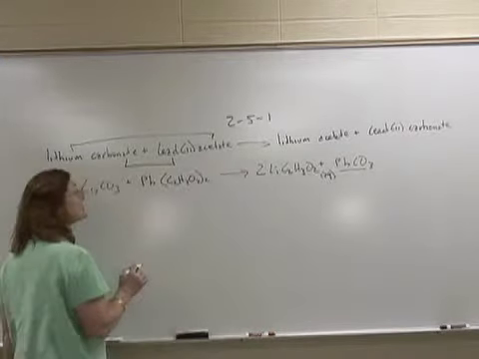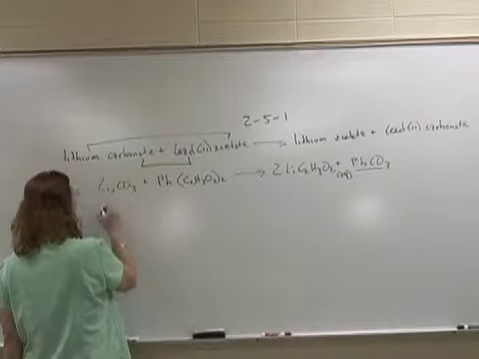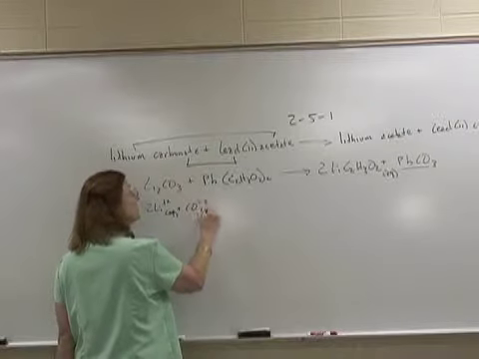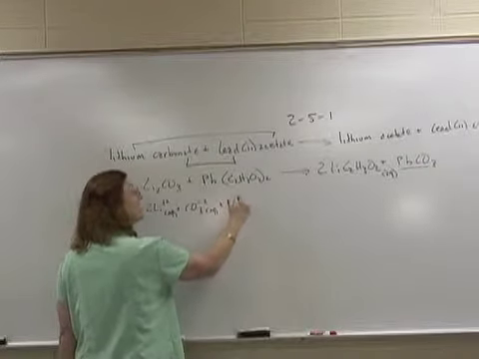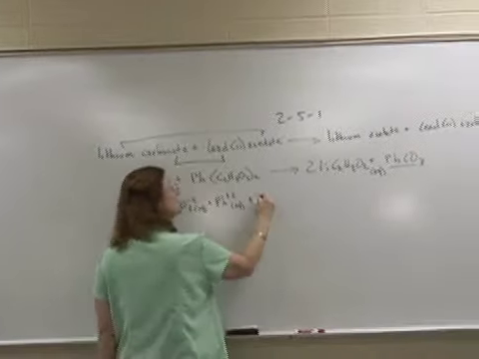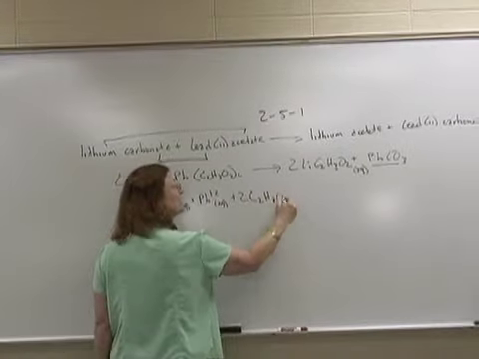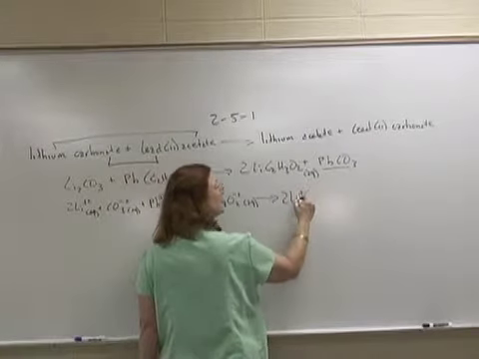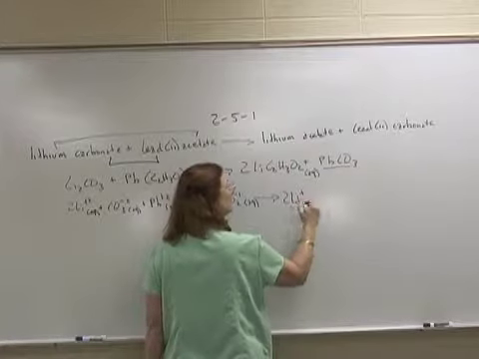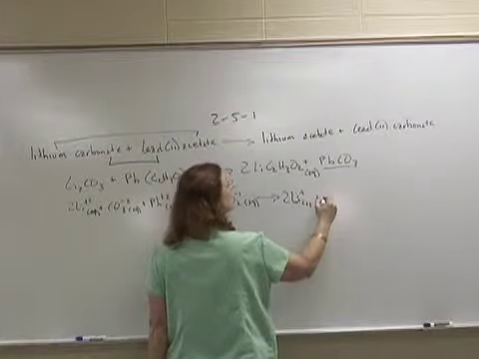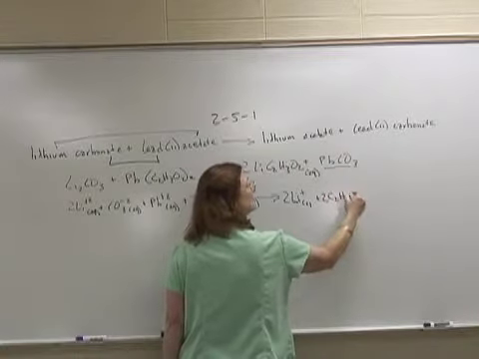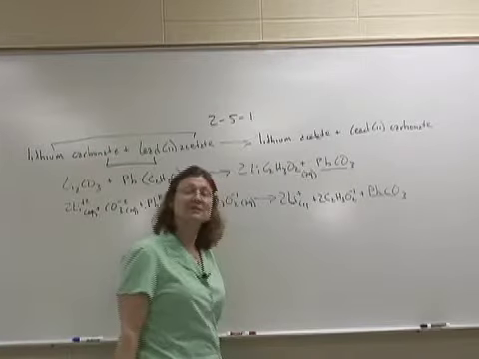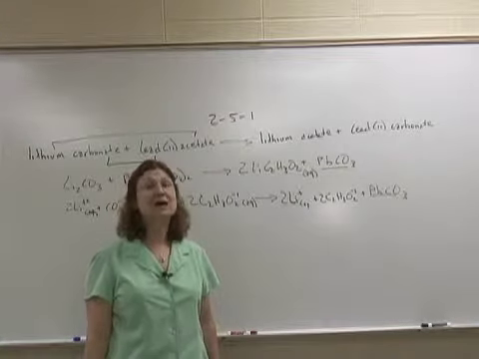Now everything that's aqueous I will break up into my ions. Therefore, I have 2 lithium ions aqueous, plus carbonate ions aqueous, plus lead ions aqueous, plus 2 acetate ions aqueous, and I get 2 lithium ions aqueous, plus 2 acetate ions aqueous, and lead 2 carbonate is a solid. Therefore, it does not separate into its ions.